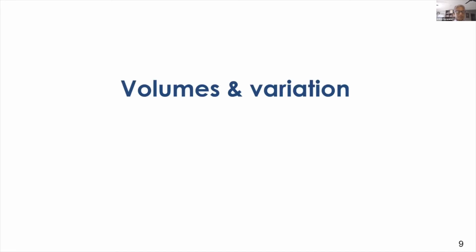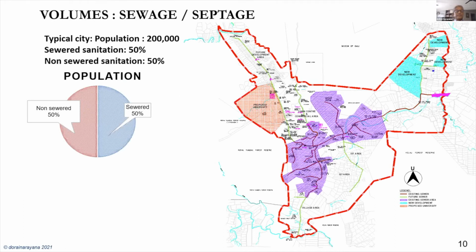Now let's look at the first part of it, which is talking about the volumes, relative volumes of sewage and fecal sludge or septage and the variations. So here we take an example of a city which has a population of about 200,000 people. And let's assume for convenience that 50% of those have sewer sanitation, so they're connected to sewers.